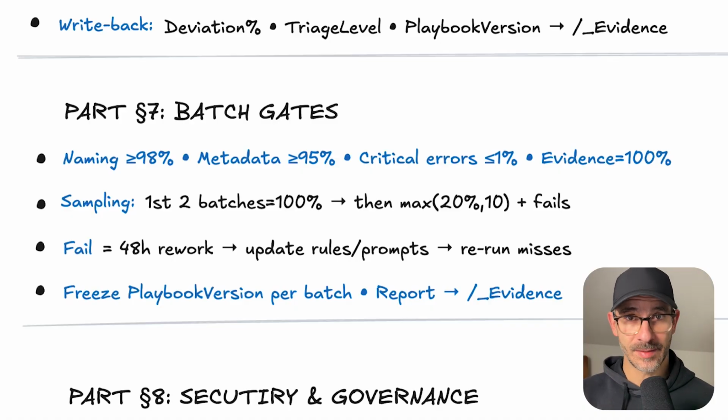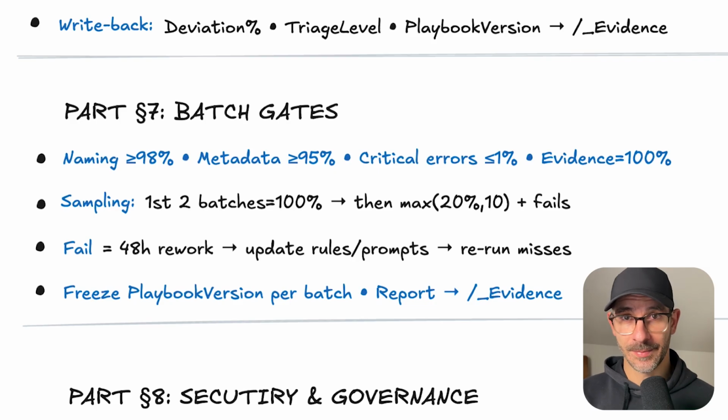Naming at 98% or higher, metadata completeness at 95% or higher, and then critical fields such as parties, dates, law, and liability, error rate at 1% or lower, and evidence integrity at 100%. If any gate fails, the batch is rejected. We rework it within 48 hours, update the rules and the prompt pack, and rerun only the misses.